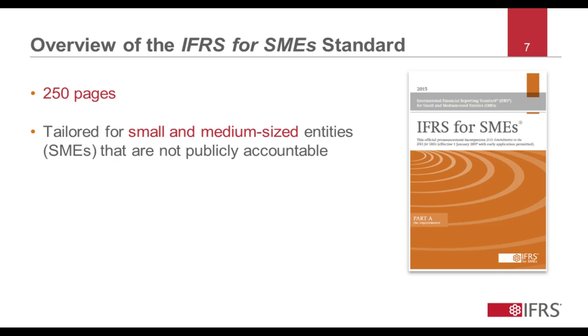We don't actually have a criteria for size in the standard because size is not an important aspect in this context of financial statements. In the IFRS for SMEs, an entity has public accountability if either its debt or equity instruments are traded in a public market, that is a listed company, or it holds assets in a fiduciary capacity, such as banks, credit unions, insurance companies.